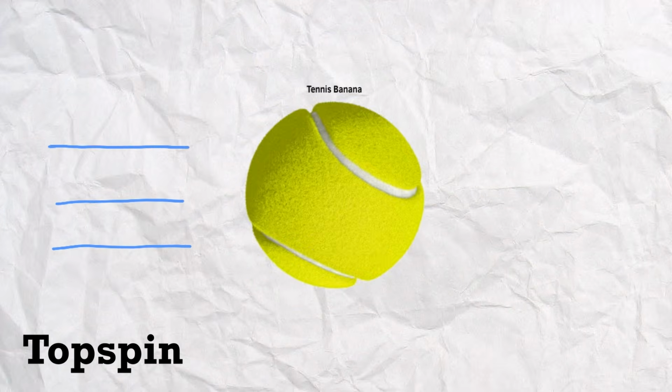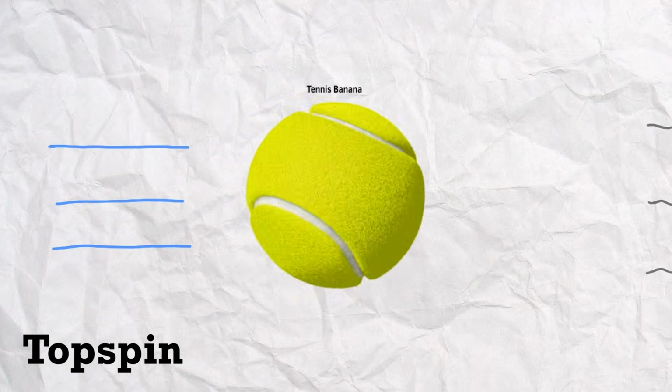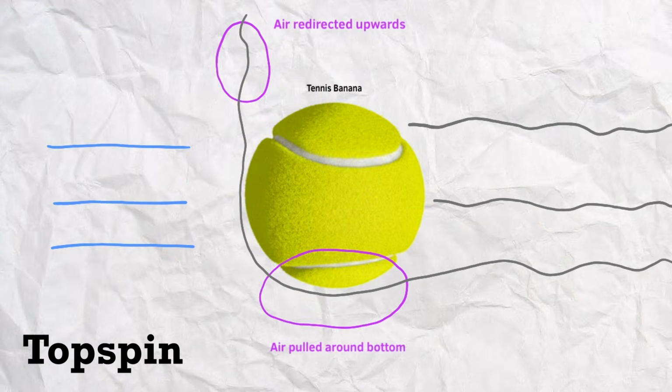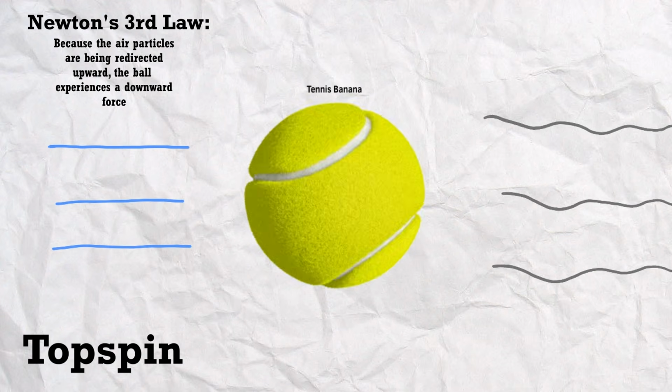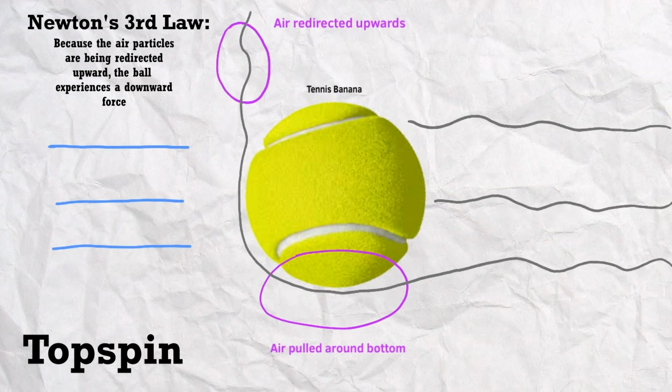As for the other side, the air has a velocity opposite to the top of the ball, so friction does not pull it around the ball. Due to Newton's third law, the ball will experience a downward force in addition to gravity, resulting in the ball dipping down at a faster rate.